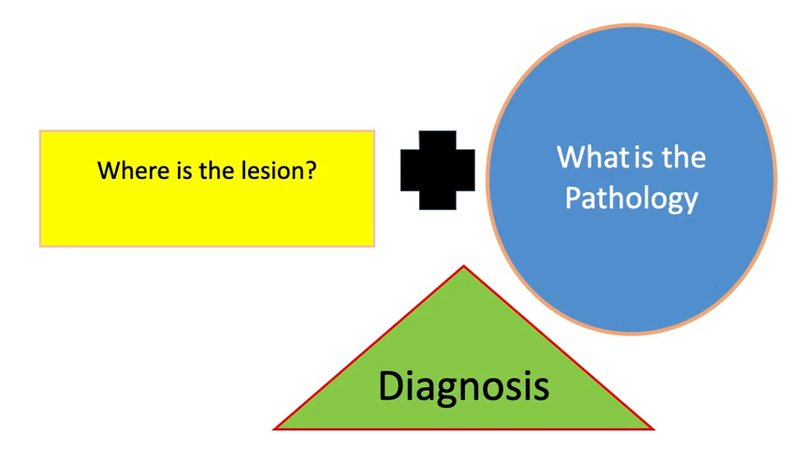For example, if the lesion is in the hemisphere or internal capsule, and if it's a very sudden onset, the likely pathologies would be either a traumatic lesion or a vascular lesion like a stroke. So, when you combine the two, we come to a diagnosis of hemispheric stroke.